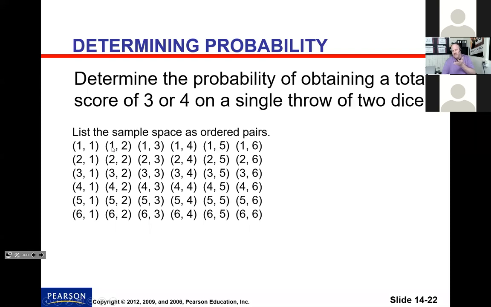6 times 6 is 36. So our denominator is going to be 36. Now, what we want to know is a sum of 3 or 4. Look on the chart here and add them up and see where you find a sum of 3 or 4.